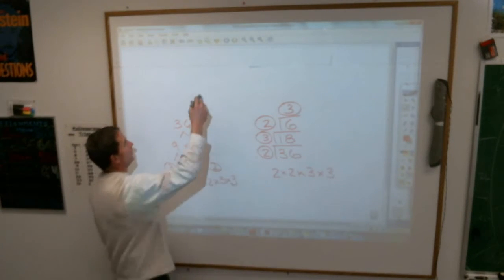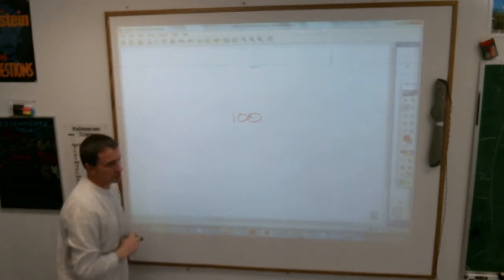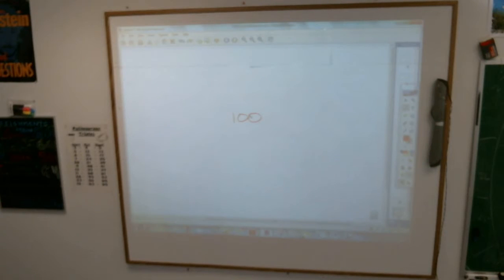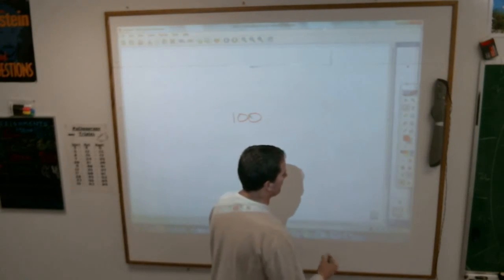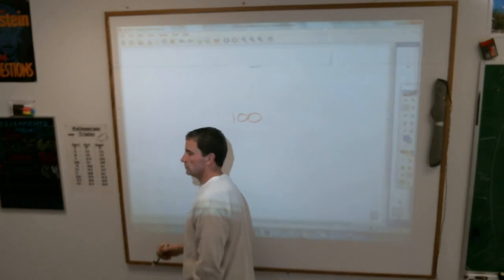Let me give you one. How about 100? Do 100 as a factor tree. What do you get for the product of primes with 100 if you do it as a factor tree?